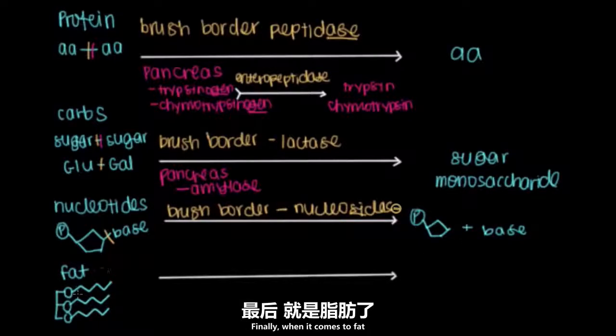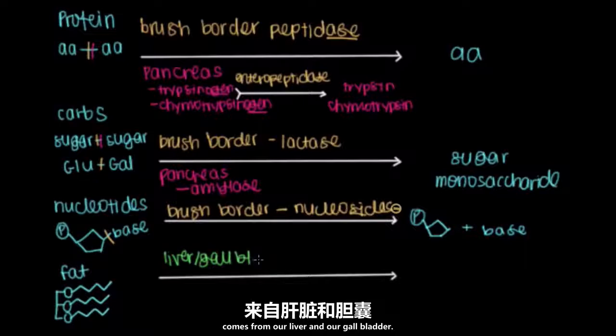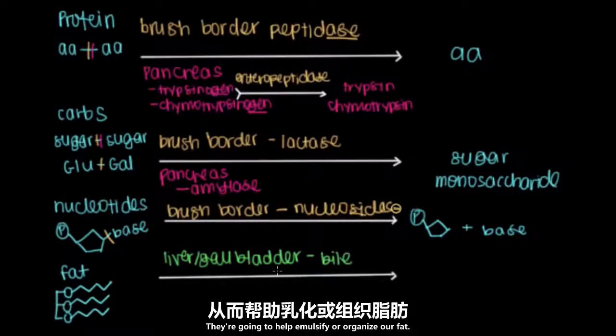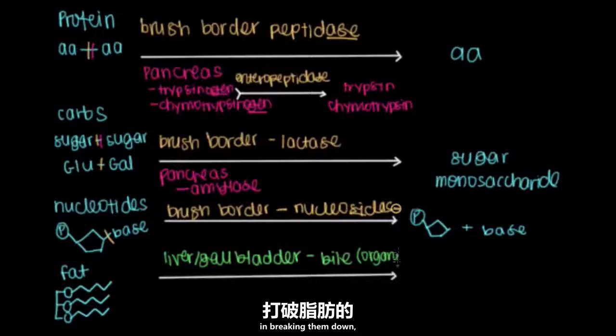Finally, when it comes to fat, we're going to get some help from bile, as I mentioned earlier. And bile, if you recall, comes from our liver and our gallbladder. So these guys are going to release some bile into our duodenum. And they're going to help emulsify or organize our fat. So I'll write here in parentheses organize, because they're not really involved in breaking them down. They're there to help organize our fats.